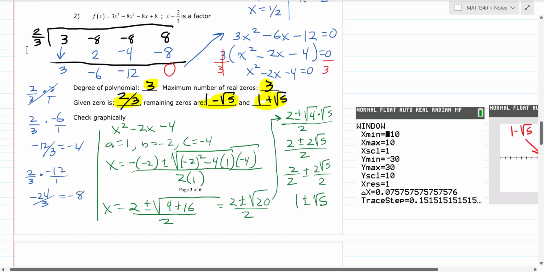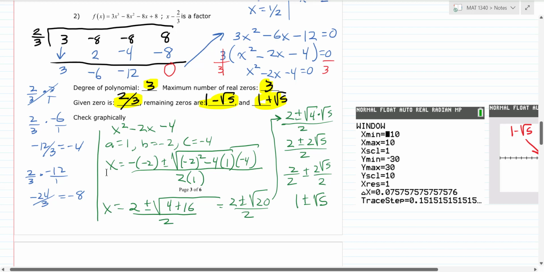And then my synthetic division, you had to do some fraction arithmetic. So when I brought the 3 down, 2/3 times 3, 3's cross out, just leaving you 2. Negative 8 plus 2 is negative 6. Now I take negative 6 times 2/3. I just multiplied straight across. That's negative 12/3, so that's negative 4. Add the column, that's negative 12. Negative 12 times 2/3, multiply your fraction straight across, you get negative 24/3, which is negative 8.